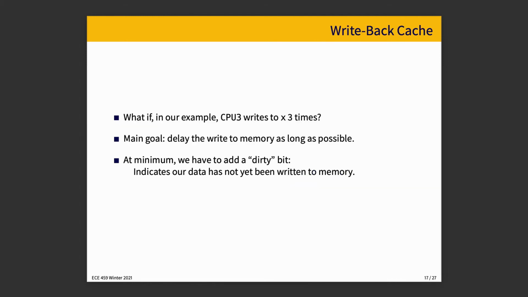Now, what if in our example CPU 3 writes to x 3 times before it's read by anybody else? Then we would end up writing that out to the bus 3 times, and maybe that isn't as efficient as it could be. One possible goal for improving our efficiency is to delay the write to memory as long as possible. If somebody needs it, we'll give it to them, but if they don't need it right now, then we don't have to tell them every single time.